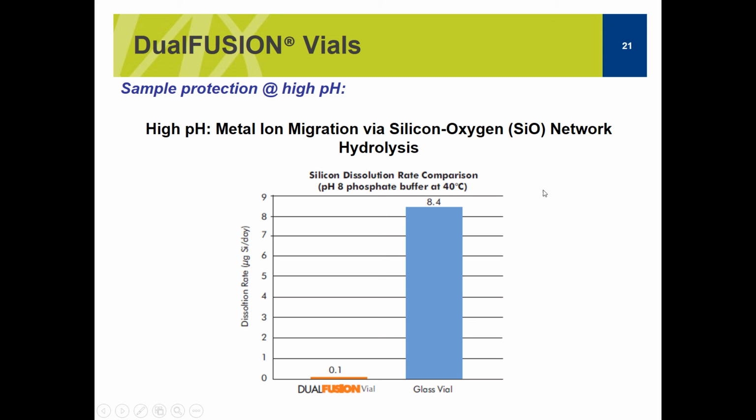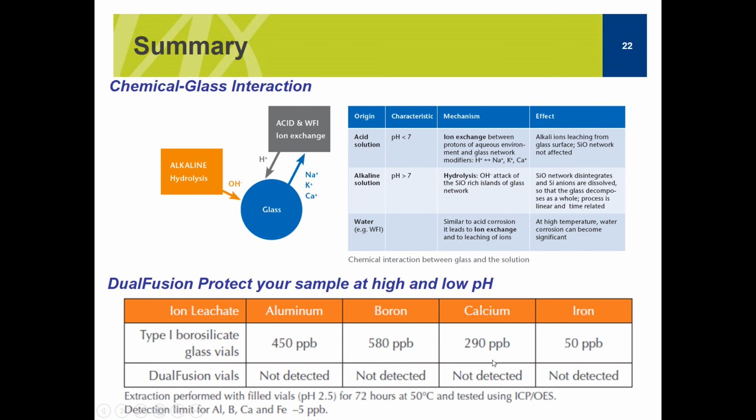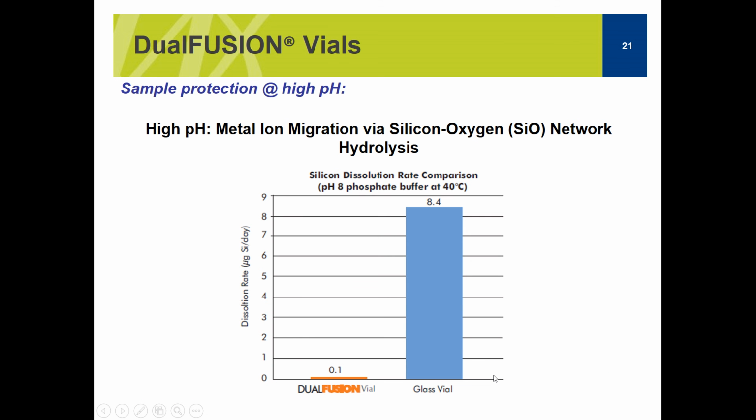At high pH, again, with DualFUSION vials, there's no silicon that comes off. With a glass vial, a high amount of silicon comes off. Now, if we added SiO2 coated vials like SCHOTT Type 1 Plus vials, this graph would have been much higher. The silicon dissolution rate, of course, would have been much higher.